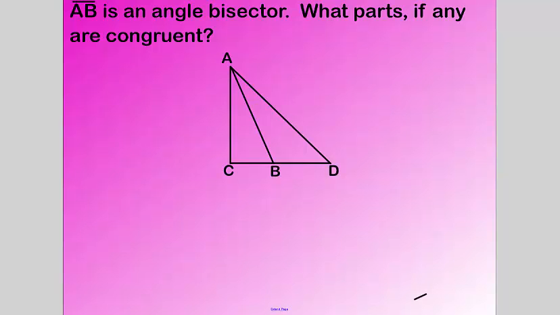Okay. So now we just want to use them to determine what pieces are congruent. So if AB is an angle bisector, what I'm going to do is draw in what it would do. So it would create two congruent pieces. So now I know that angle CAB is congruent to angle BAD, and those are the two congruent parts it creates.